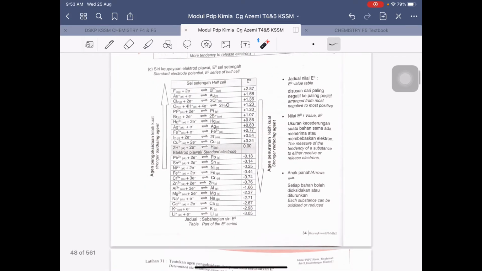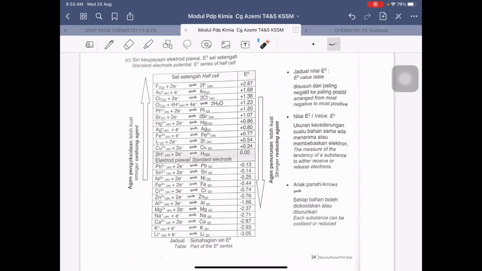Okay, so look at Cikgu Azemi's book on page 34. Look at this. This is the Standard Electrode Potential Series of half cells. I just want to remind all of you that the one that you see in Cikgu Azemi's book is different from your textbook. Cikgu Azemi susun terbalik, okay? The negative one below, the positive one above. Sama juga, boleh diterima juga, okay?